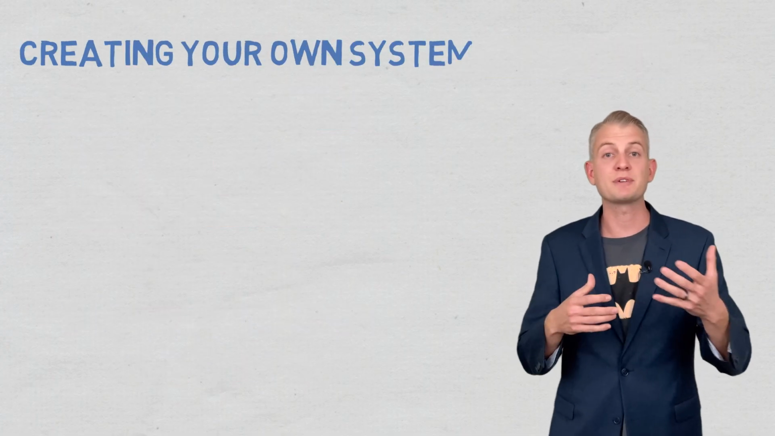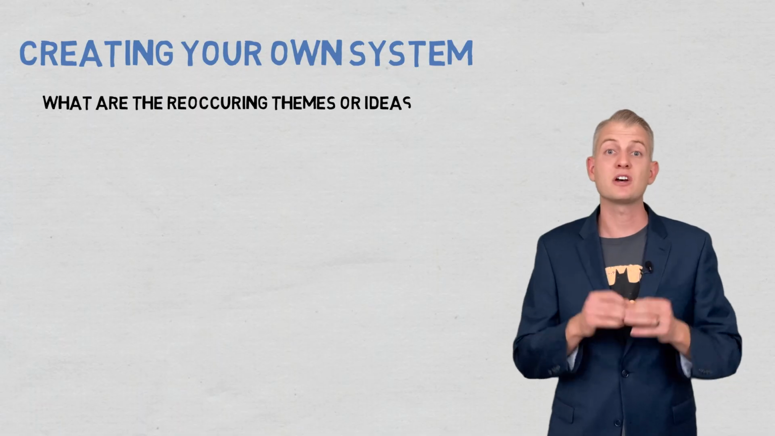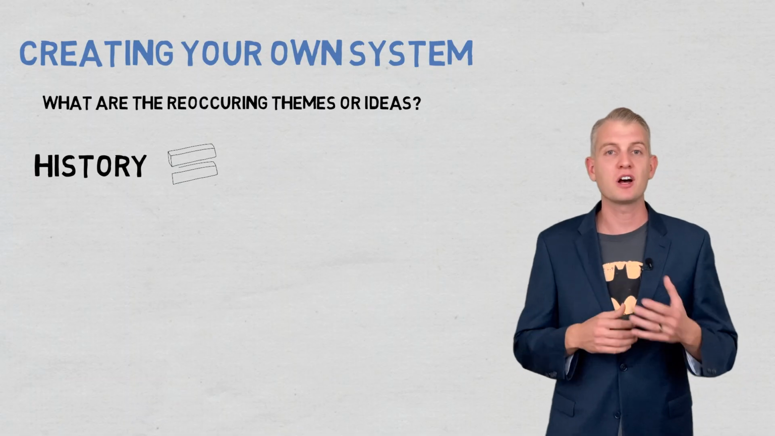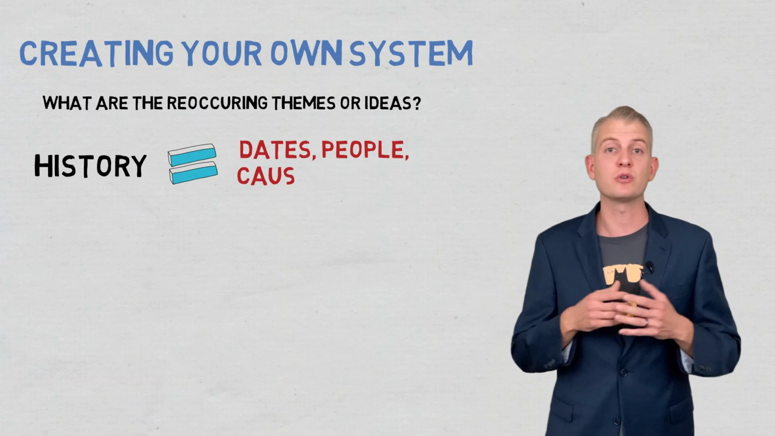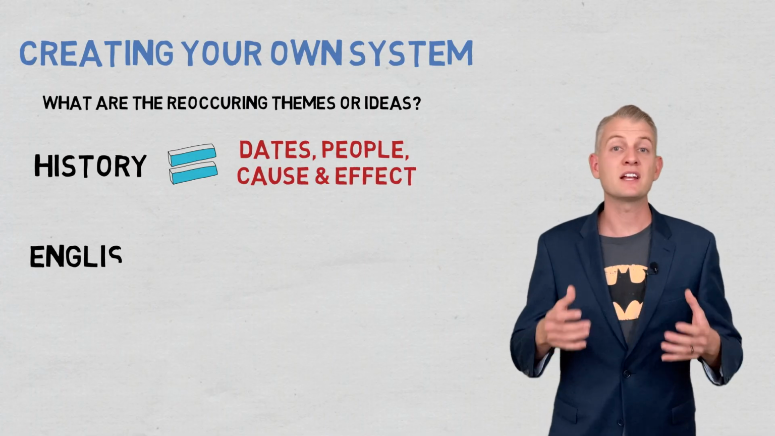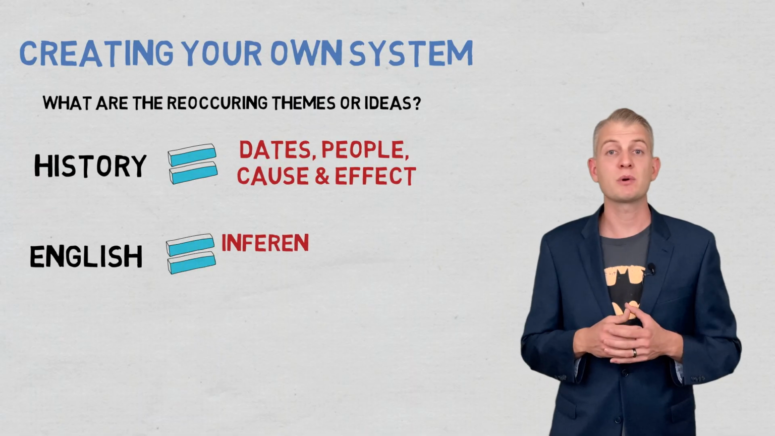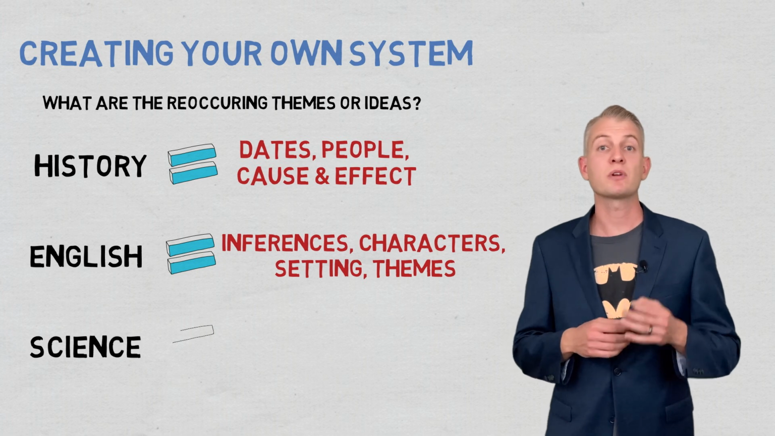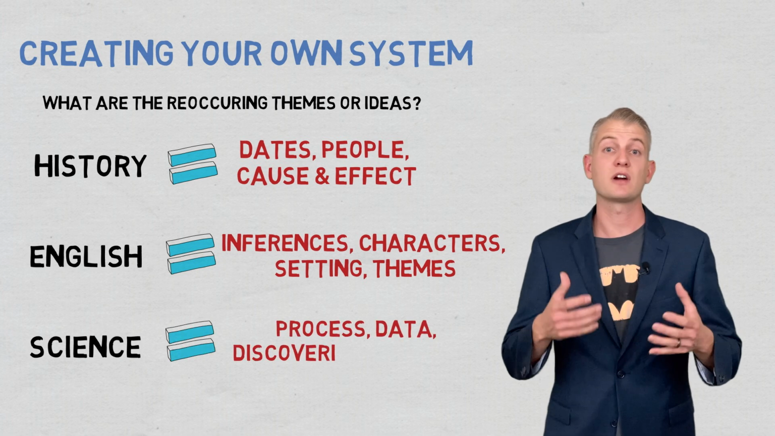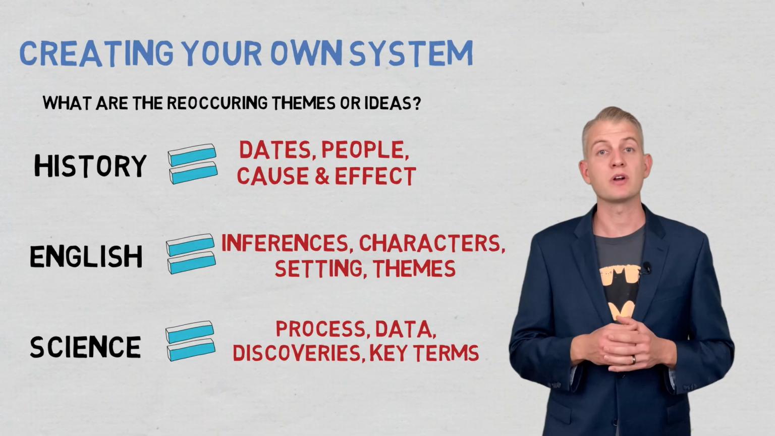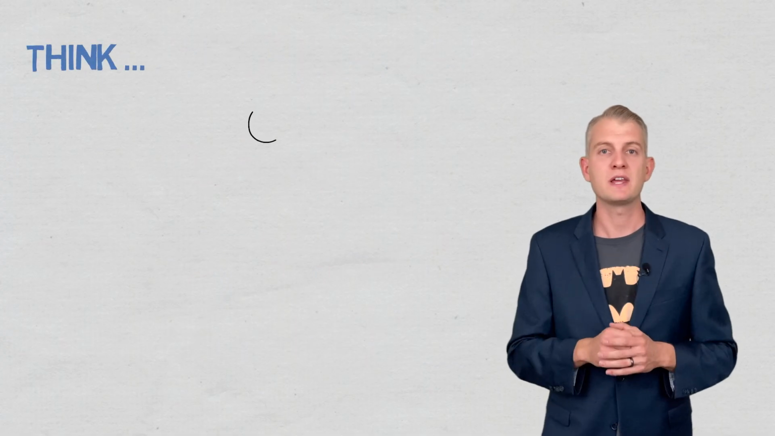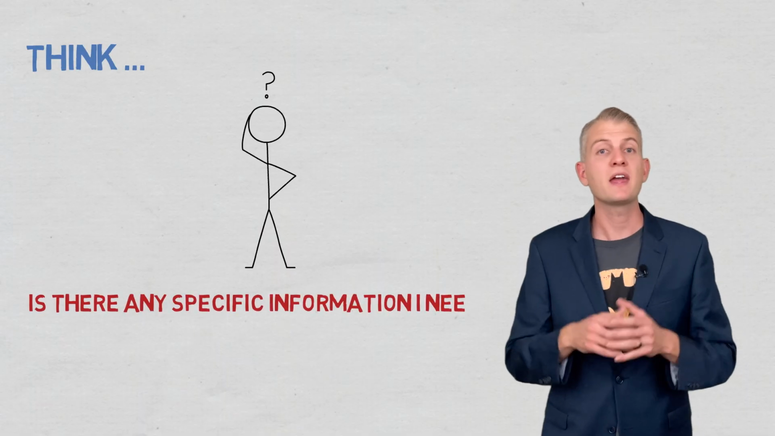Now, as you're taking notes, I want you to think about any recurring themes, ideas, or topics that pop up as you take your notes, because that's going to tell you what to focus on when you color code them. For example, if you're taking notes in history class, you might also want to color code any important dates, people, places, or historical events, also causes and effects. Whereas in English, if you're taking notes on a book you're reading in class, maybe you want to focus on inferences or characters or setting or the themes you're seeing throughout the book. In science class, you may want to focus on a certain process, data you collected, a discovery you just made, or key terms. Like I said before, you will have a system you use every single time, but it will change slightly. So I want you to think about this question. Is there any specific information you need to focus on as you take these notes?